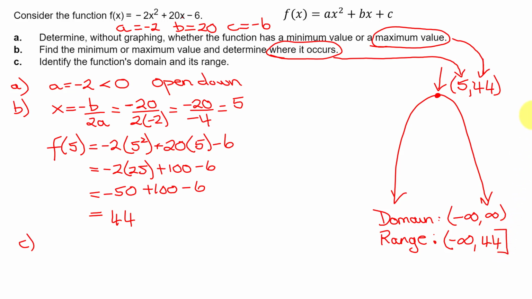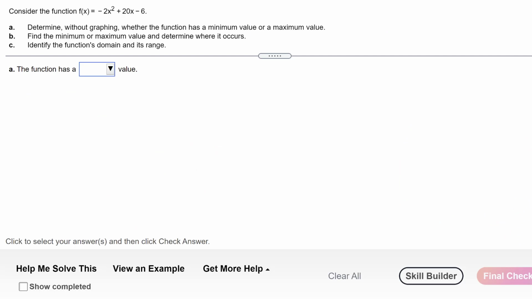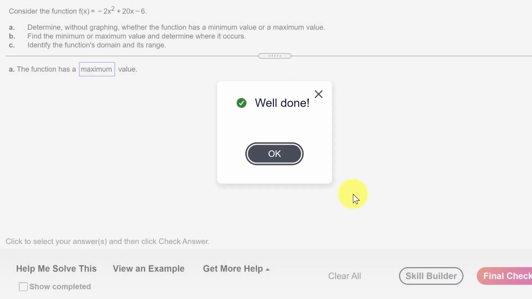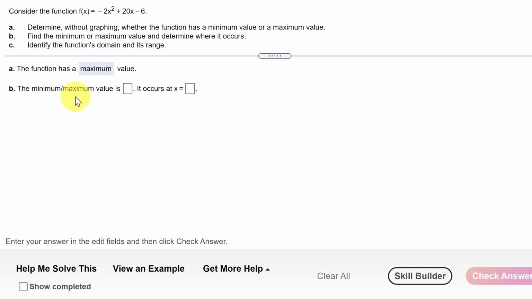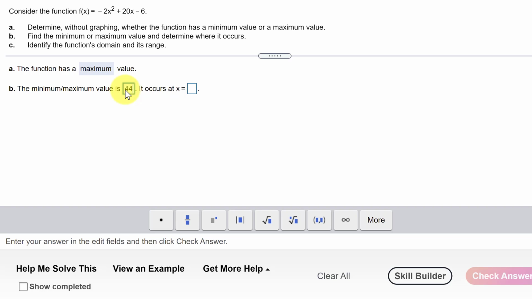So now all I have to do is put that information into MyMathLab. Remember, my function had a maximum value. Check the answer. The maximum value of this function is the y value of the vertex, which was 44, and it occurred when x equaled 5. So check the answer.